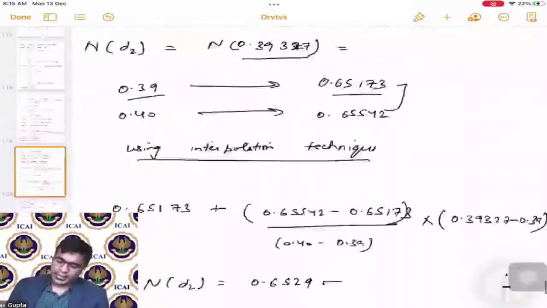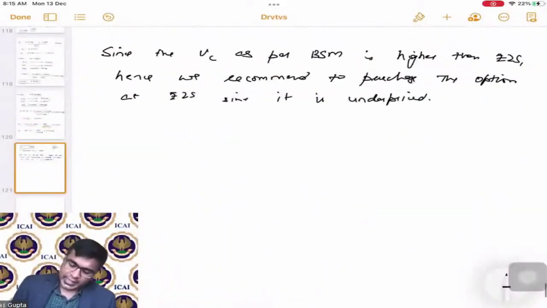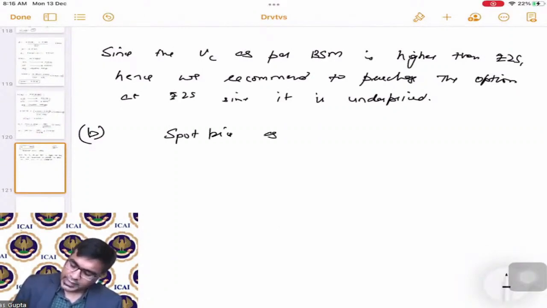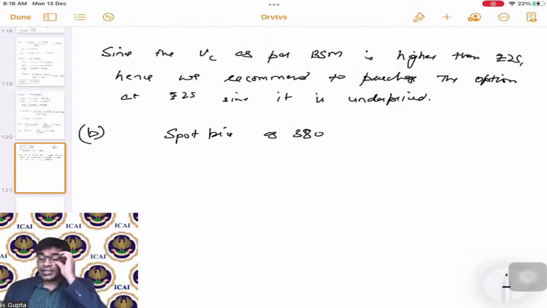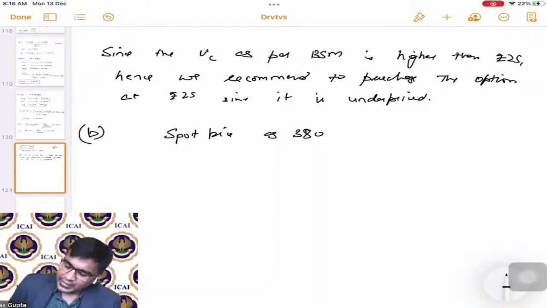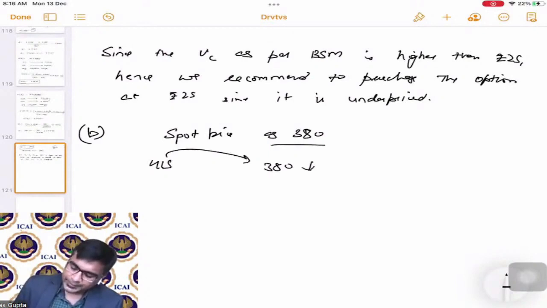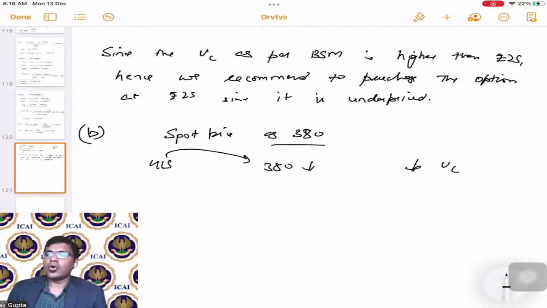Now in the B part, it is asking us to calculate the valuation again, but in case we take the spot price as 380. Now students, directionally can all of you think where the premium will go? See, earlier the spot price was how much? 415. Now they have reduced the spot price. Reducing spot price will have a reduction effect on the value of call option also. The premium will be reduced, correct?